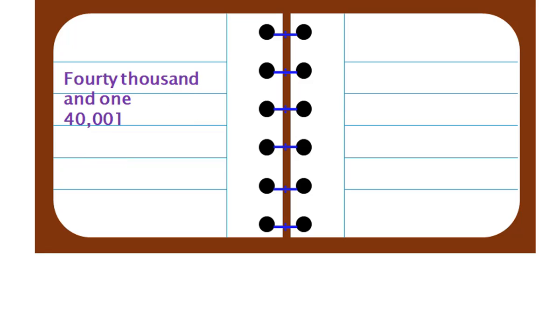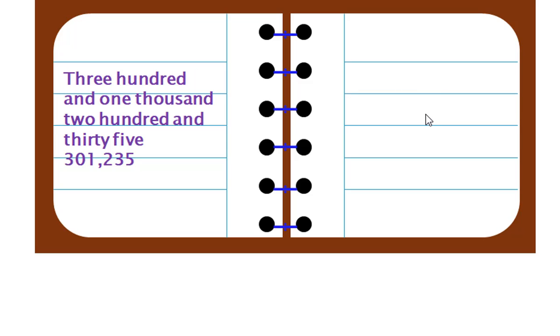So 40,000 is 40 mil and 1, uno. A big number. 40 mil, uno. 40,001. Alright, now we come to the 6-digit number.